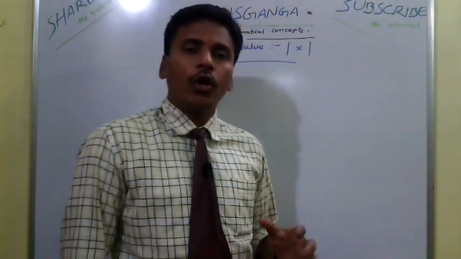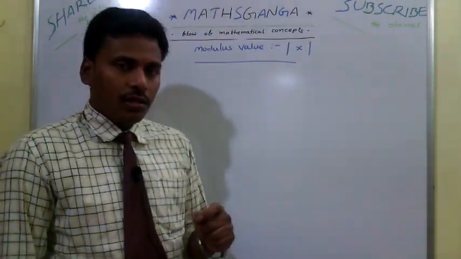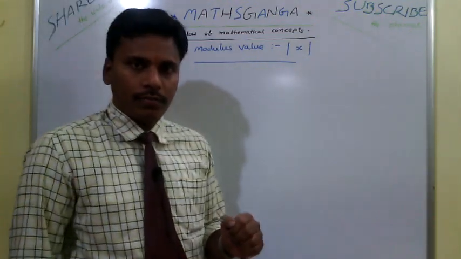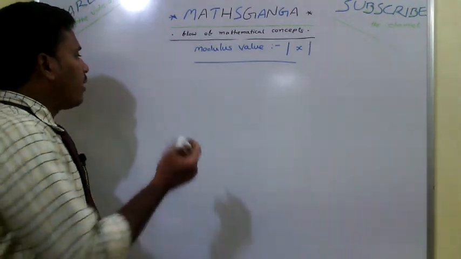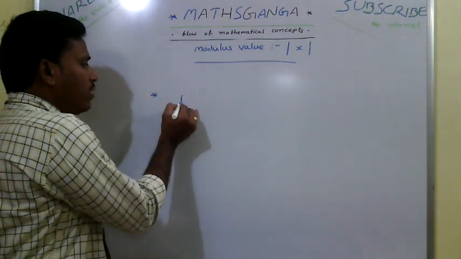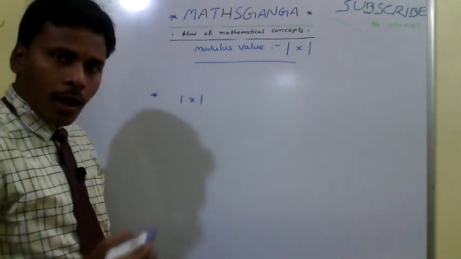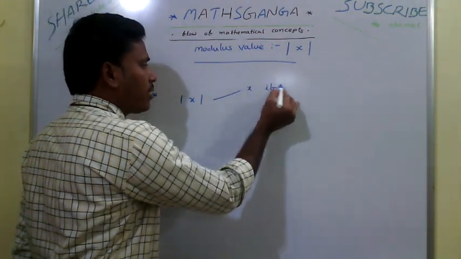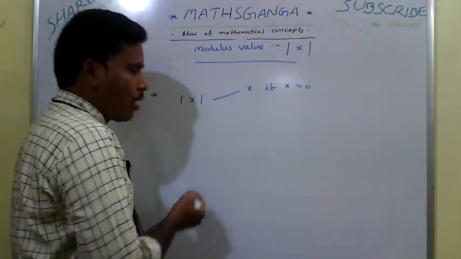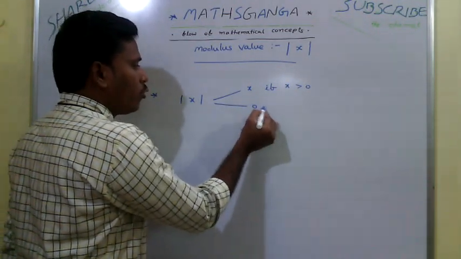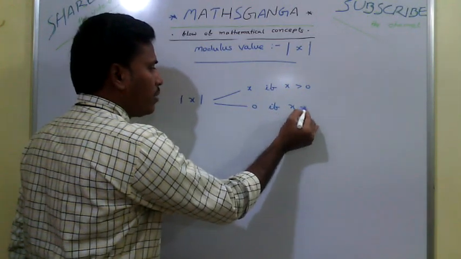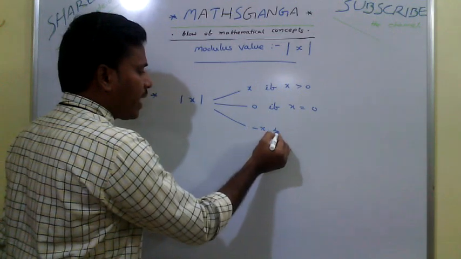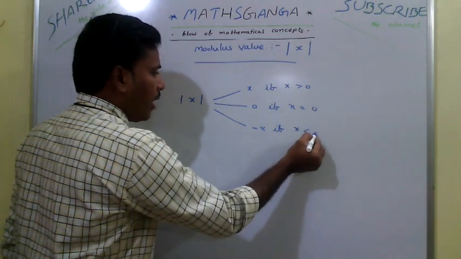Today in this session we are going to discuss the basic concept of the mod value of x, modulus x. The very basic definition of mod x is like this. Mod x value is x if x is positive, whereas mod x value is 0 if x is equal to 0, and the mod x value is minus x if x is less than 0.